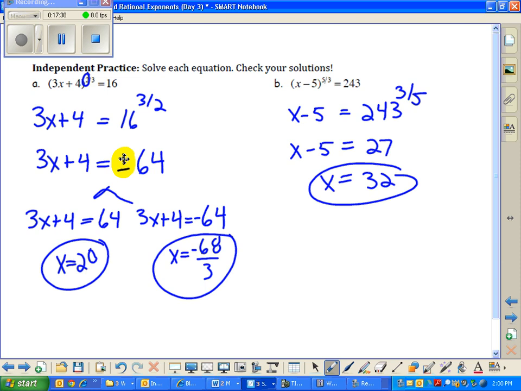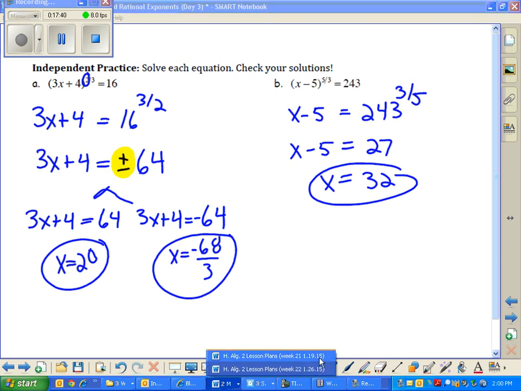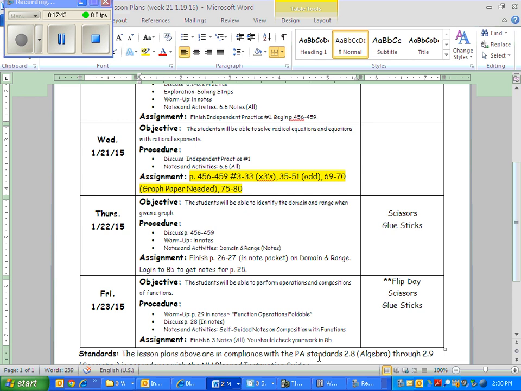And just a reminder, your book assignment is highlighted there for you. So you take a look at that. Remember to go back and check if you haven't done so already.